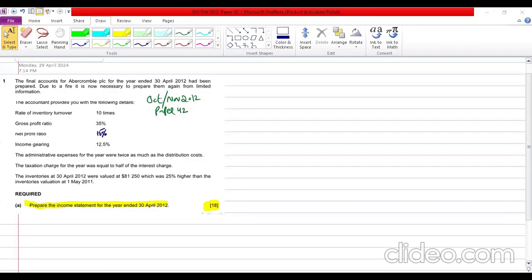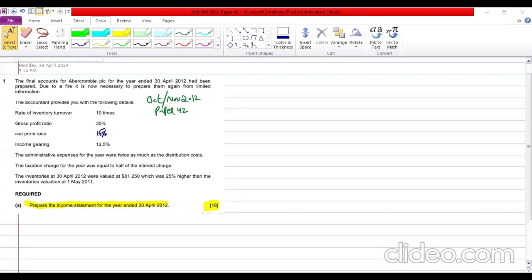The question asks us to prepare an income statement, and the data is very short. Only ratios are given, and the examiner is saying prepare an income statement for 18 marks. This is from October/November 2012.